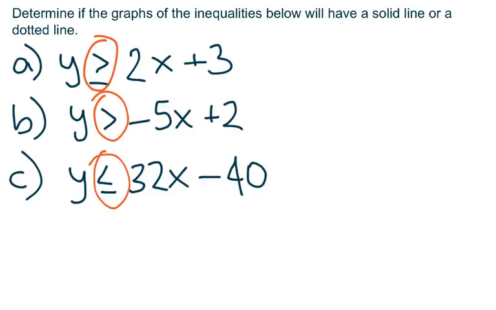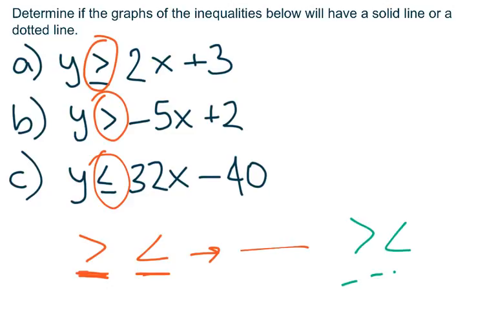If it is a greater than or equal to symbol or a less than or equal to symbol, then you use a solid line. If it is just a greater than or a less than symbol, then you use a dotted line. So in this scenario for A, we have a greater than or equal to symbol. So this will get a solid line.